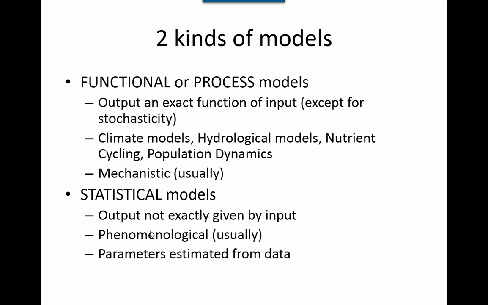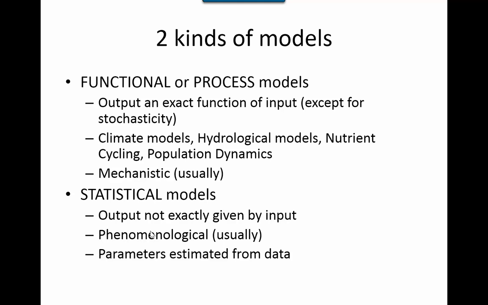We've got two different kinds of models that we can talk about. The first are what we could call functional or process models. These are models where you put in a particular input and you're going to get exactly the same output, or you get a particular output, unless it's a stochastic model, in which case you don't. Climate models are an example of this, population dynamics models. We have many, many functional or process models in science. Usually at some level mechanistic, in other words, they are attempting to represent the underlying mechanism by which a particular variable is changing through time or over space.